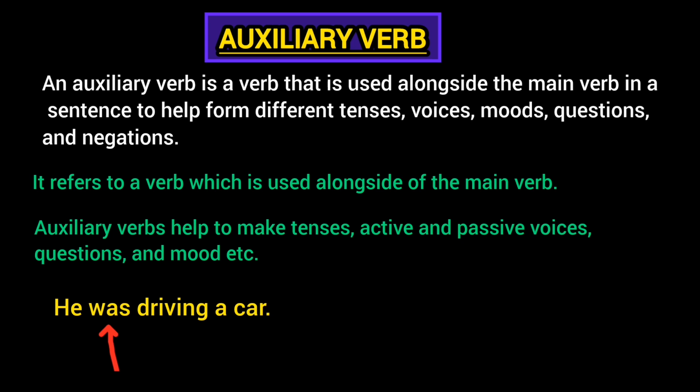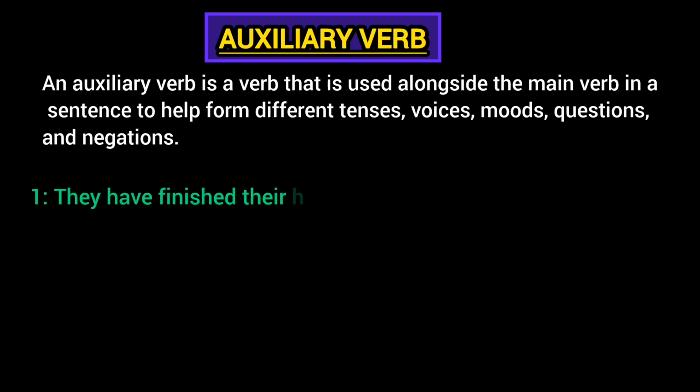Just let me give some examples, then you will be able to understand it clearly. They have finished their homework. Look at this example. Here the auxiliary verb is have, but the question is how it is an auxiliary verb. As we have said in the definition that an auxiliary verb helps a main verb in the sentence, and you can see here it helps the main verb, finished. This auxiliary helps to form present perfect tense. So all the characteristics are available here, so that's why it is an auxiliary verb.